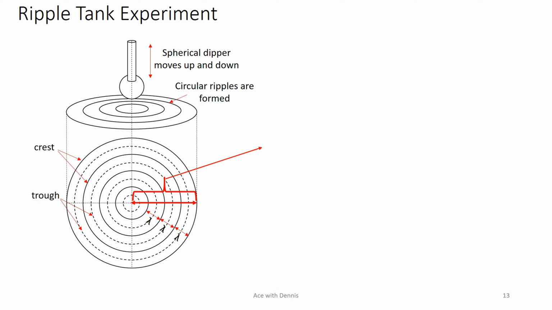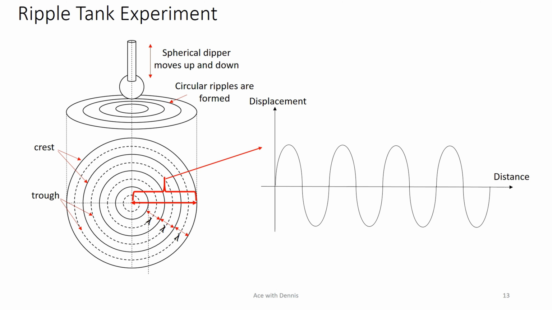So, if we take this cross-section, we can plot the displacement distance graph with the waveform. If this is point A, this will be point A, and if this is point B, this will be point B. If this is point C, this will be point C, and if this is point D, this will be point D. The distance between point A to point D will be the wavelength lambda. Similarly, B to C is lambda, C to D is lambda as well. Crest also represents wavefront.